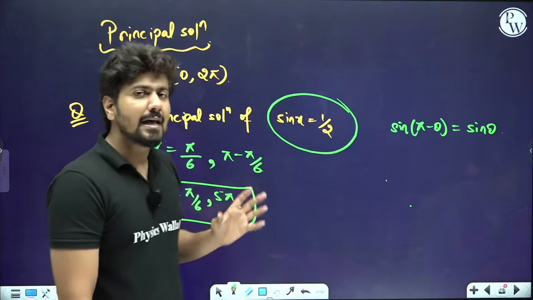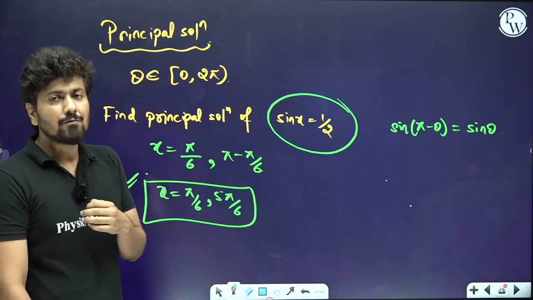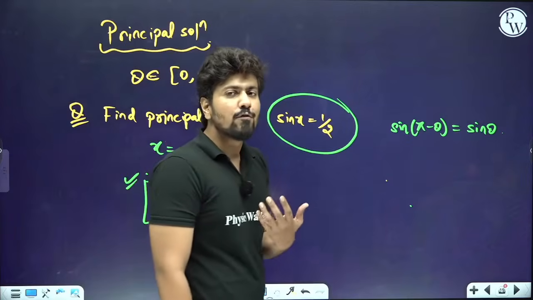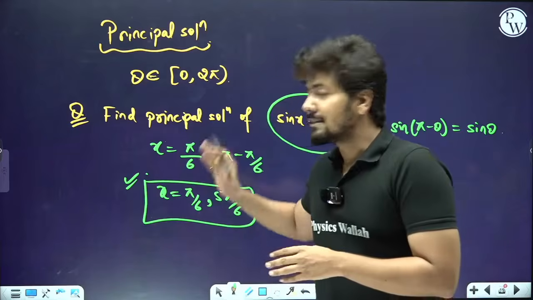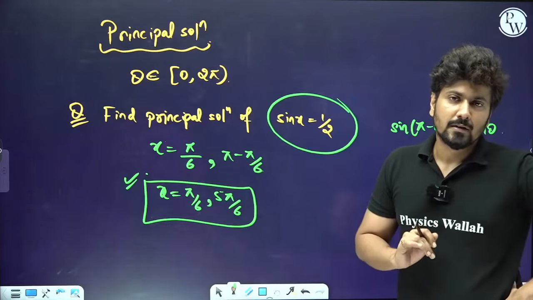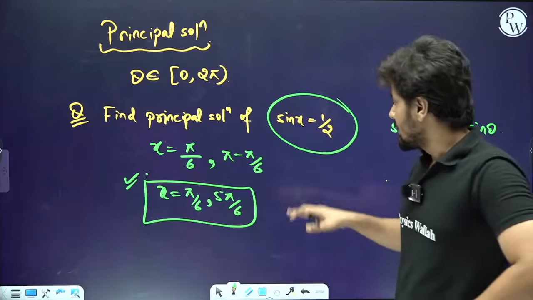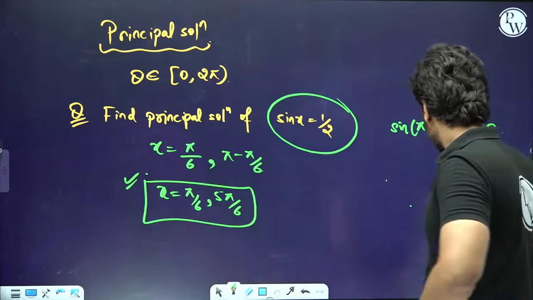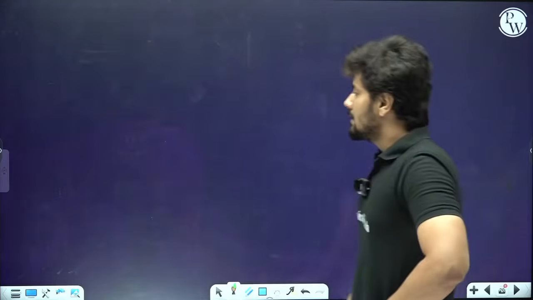But before learning that, you have to learn how to write a particular solution, because that would be the first step. Before finding the general solution, you need to understand how to find the principal solution, which are the solutions in the interval of 0 to 2 pi. So sin x becomes 1 by 2 at pi by 6 and 5 pi by 6. Let's take a few more examples.